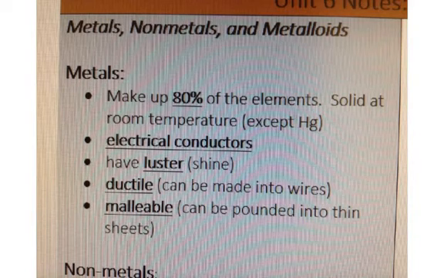All right, one way to sort the periodic table is by their properties. And one group that you can separate them into is your metals, your nonmetals, and your metalloids. Metals make up 80% of the elements, and they are all solid at room temperature. What I like to do is remember aluminum as my key example of a metal.